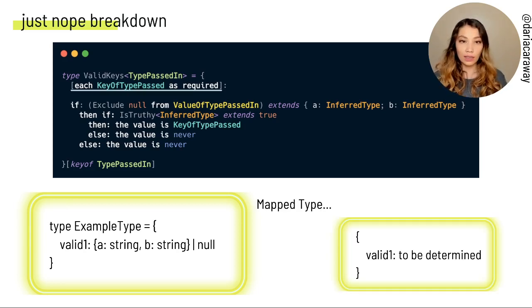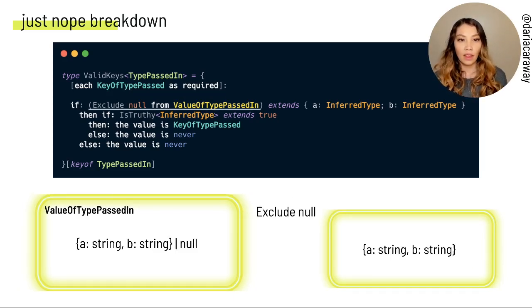First thing we're going to do is start mapping over this type. This type only has one key, so we're going to get a new type with that key mapped to a type to be determined. Then we're going to exclude null from the value of our type passed in. So remember, the value of our type passed in was the object A string, B string, or null. We're going to exclude null.